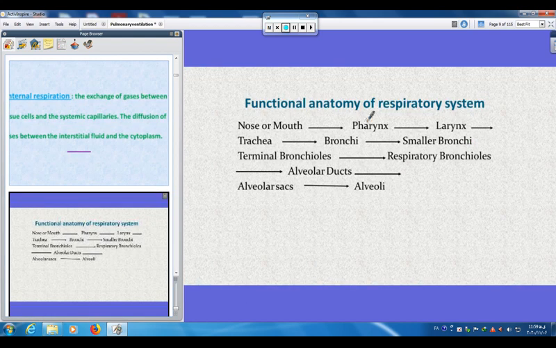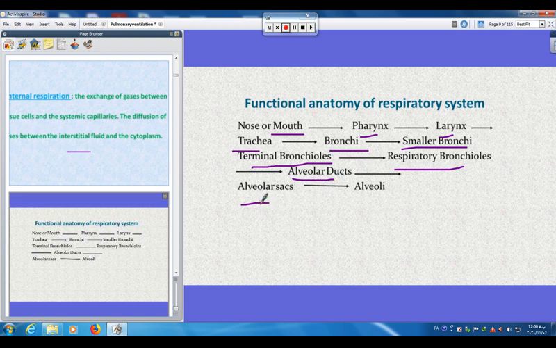The functional anatomy of the respiratory system, briefly: this system starts from the nose or the mouth, and after that the pharynx, after that the larynx, after that the trachea, and the bronchi and smaller bronchi, and terminal bronchioles, and respiratory bronchioles. After that we have alveolar ducts, and after that alveolar sacs, and at the end of this system are located the alveoli. Okay, this shows the functional anatomy of the respiratory system very briefly.